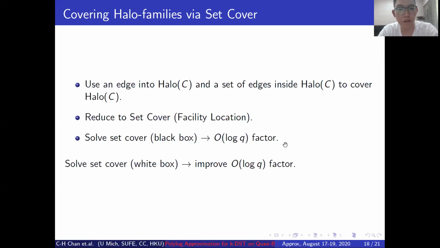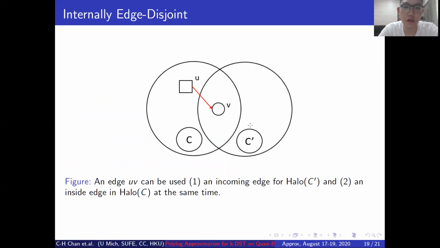But if we think of this step as a white box, we can combine these 2 steps into 1 step, so that we can improve the big O log Q factor, and the detail is presented in our paper. Here is an example of why this reduction is valid, because we can use an important property of the quasi-bipartite graph, which is called internal edge-disjoint, which means that every edge is unique for some hollow families.